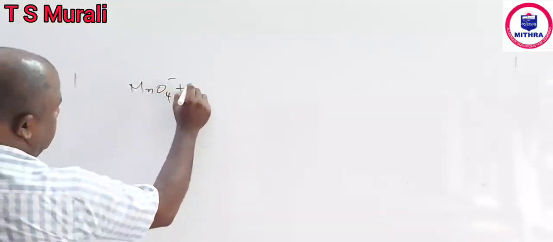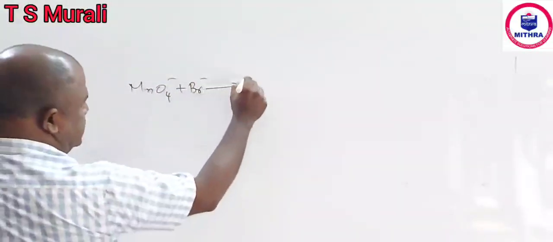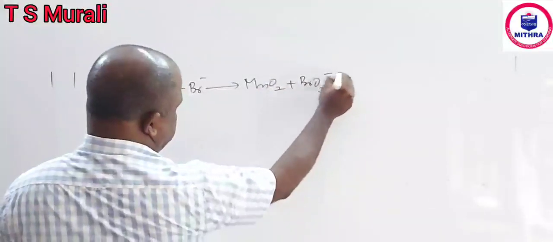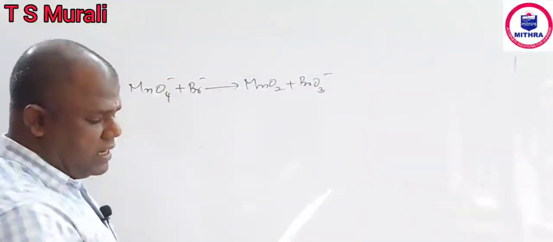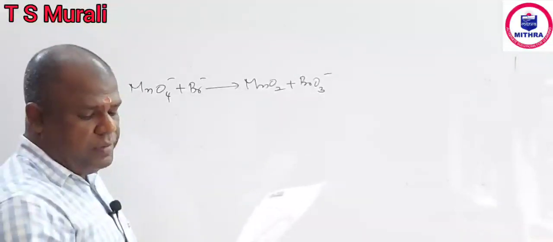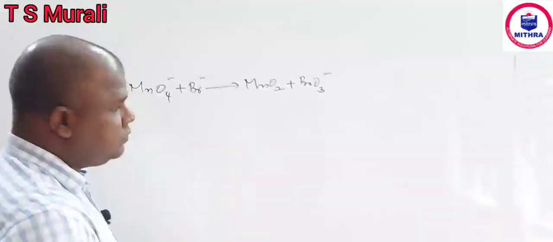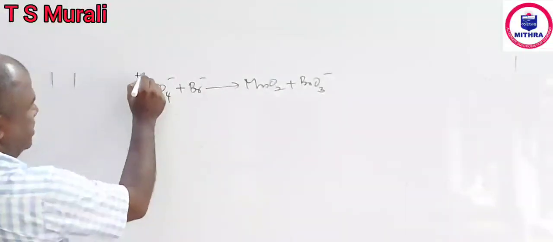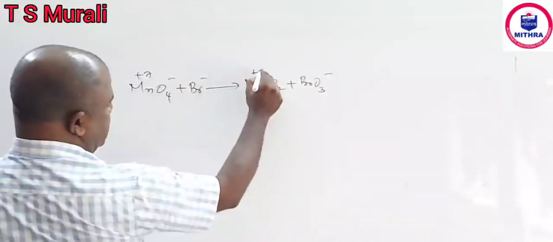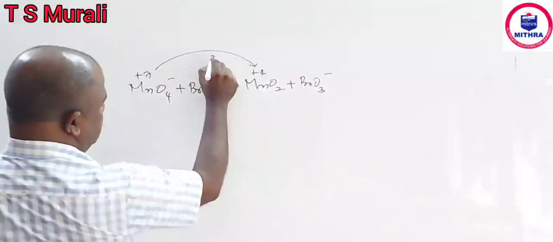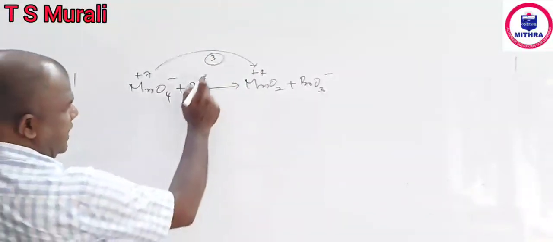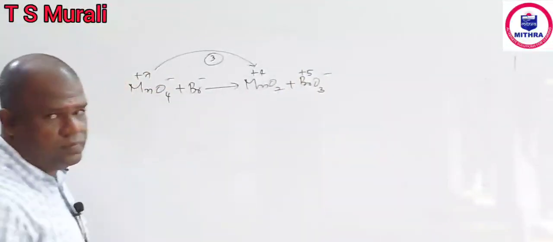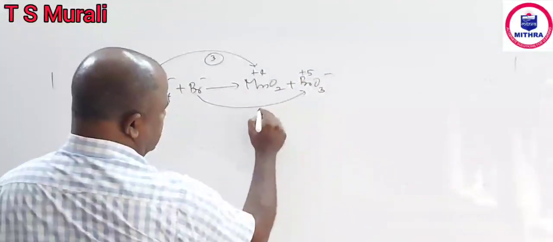MnO4⁻ + Br⁻ gives MnO2 + BrO3⁻ is the equation given, and you are asked to find the number of BrO3⁻ in the balanced equation. See, Mn oxidation number is +7 and here Mn oxidation number is +4, which means the change in oxidation number is 3. Br is −1, and in BrO3⁻ Br has oxidation number +5. So −1 to +5, the difference is 6.